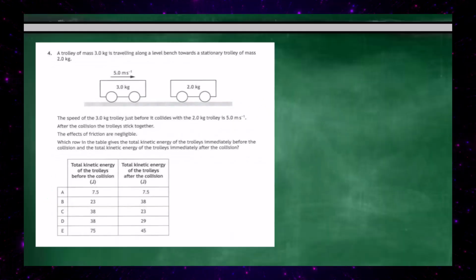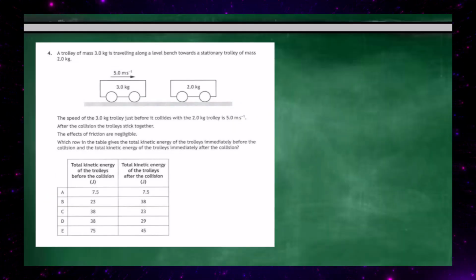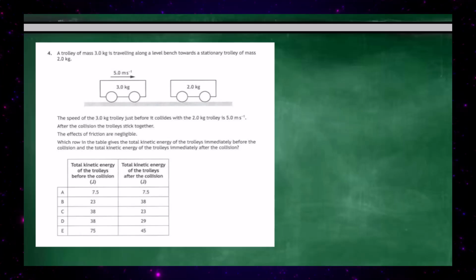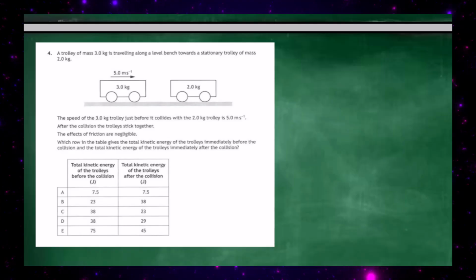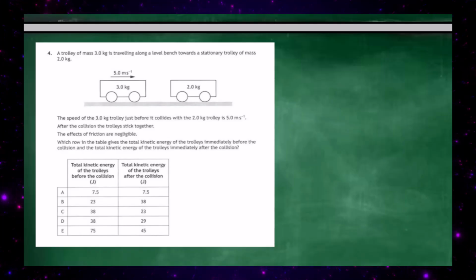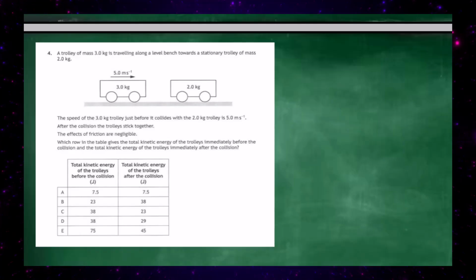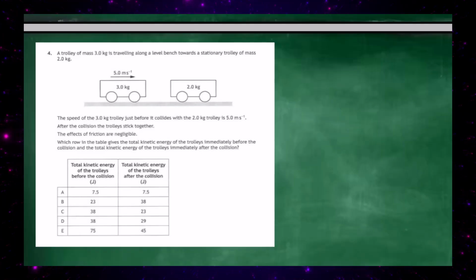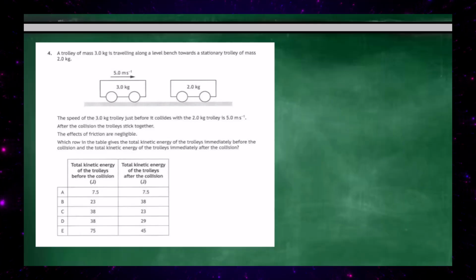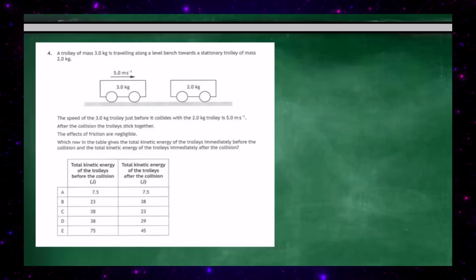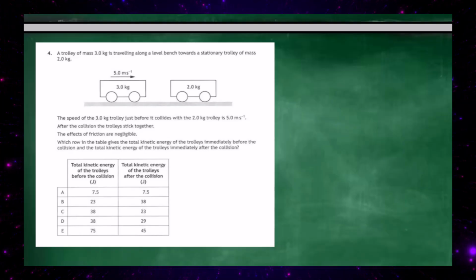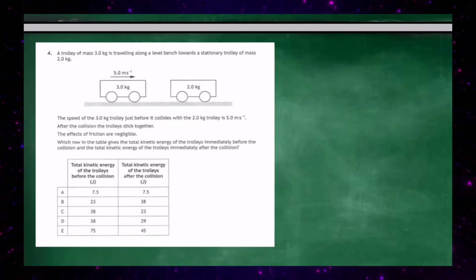Question 4. A trolley of mass 3.0 kilograms is travelling along a level bench towards a stationary trolley of mass 2.0 kilograms. The speed of the 3.0 kilogram trolley just before it collides with the 2 kilogram trolley is 5.0 meters per second, and after the collision the two trolleys stick together and the effects of friction can be ignored. Which row in the table gives the total kinetic energy of the trolleys immediately before the collision and the total kinetic energy of the trolleys immediately after the collision?